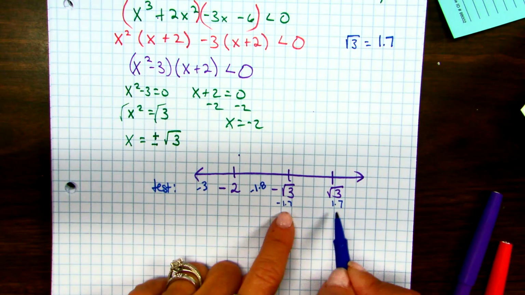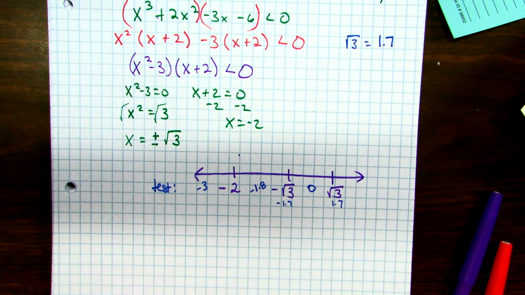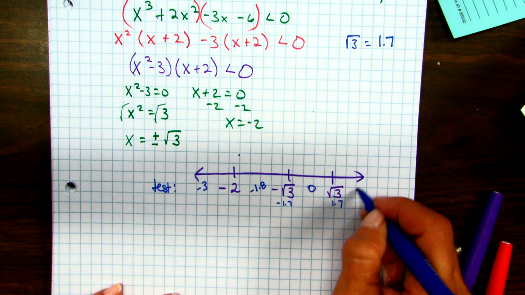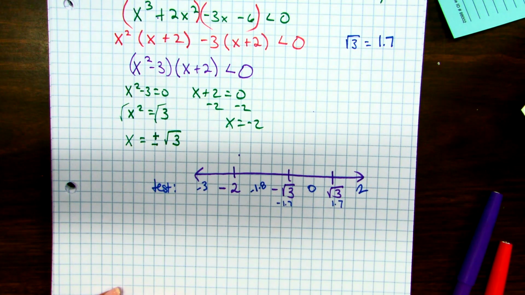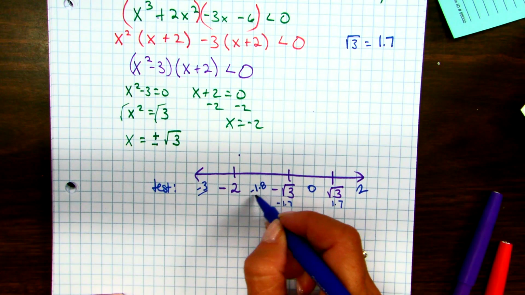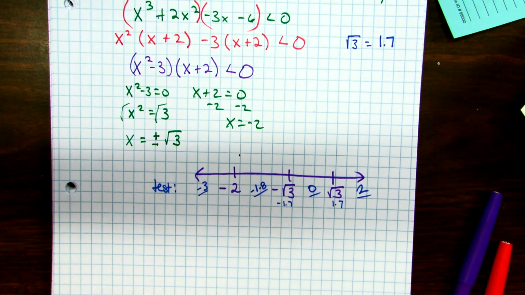In between a negative and a positive number, I always like to use 0. And then something greater than 1.7, how about 2? So those are my test numbers. I'm just going to put a little line under them so you know those are my test numbers.